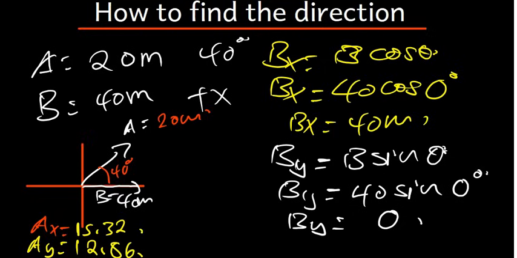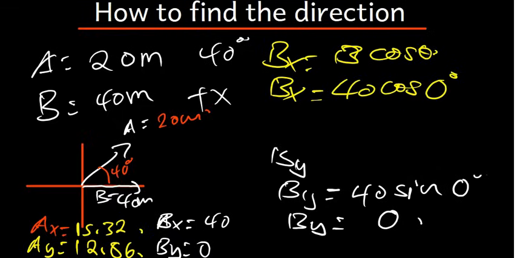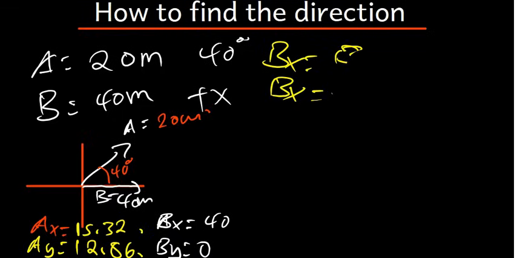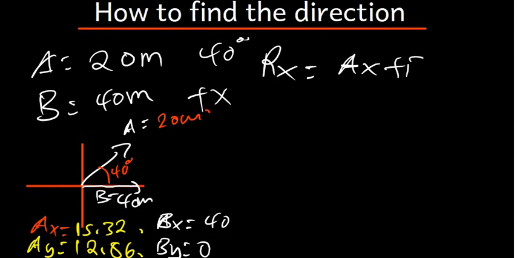Now we have the x. The question is, we want to find the resultant. Let's put them here. The Bx is 40. The By is 0. Now, after resolving each vector into x and y components, we need to add the x components alone and the y components alone for us to find the resultant. So the resultant for the x component is going to be Ax plus Bx. So the Rx, the x component of the resultant which we are trying to find, is going to be Ax, which is 15.32, plus Bx, which is 40.